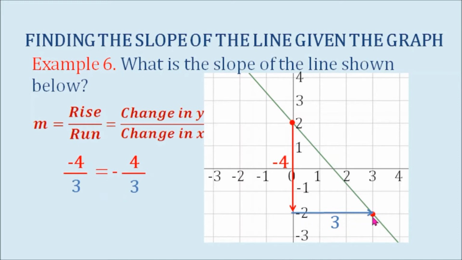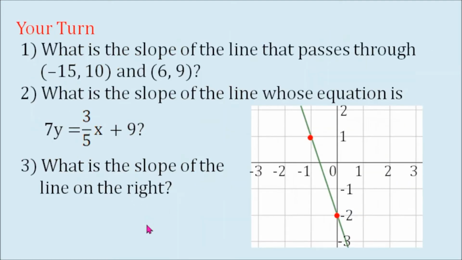How about if we are going to start from this point? So if we start from this point, our change in y is positive 4. Then from this point to this point, this is negative 3. 4 over negative 3 is still negative 4 over 3. Therefore, the slope of this line is negative 4 over 3.